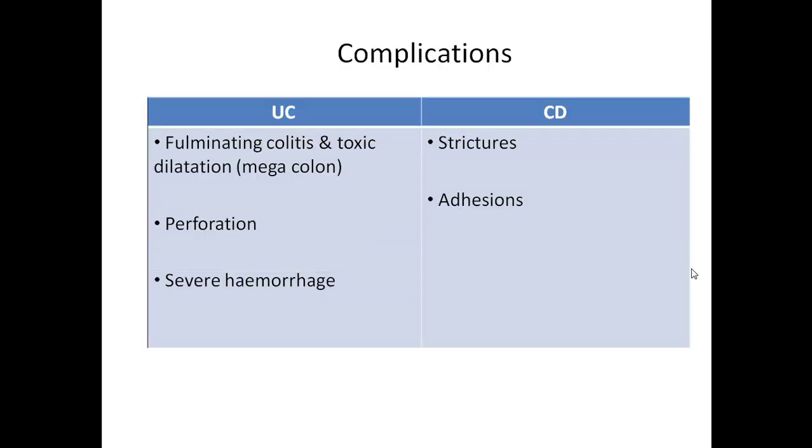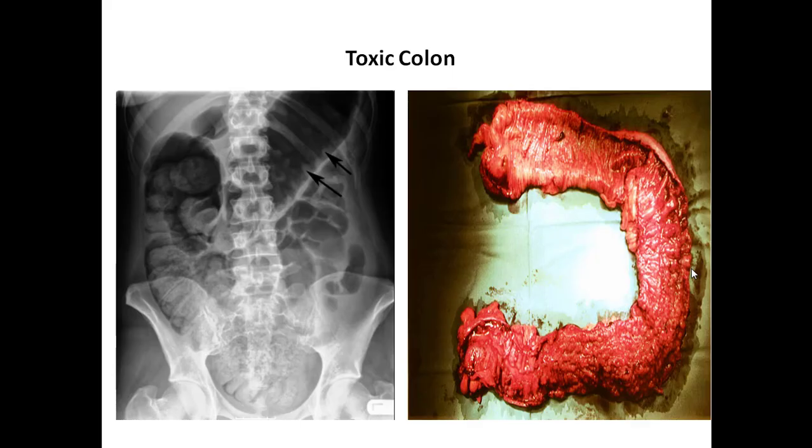It's important to know the complications of both diseases. For UC, this can be fulminating colitis and toxic dilatation, perforation and severe hemorrhage, and for Crohn's disease you can also develop strictures and adhesions. This is a picture of toxic megacolon, which was first recognized in 1950 by Marshall et al. It's defined as the segmental or total colonic distension of greater than 6 centimeters with the presence of acute colitis and signs of toxicity.